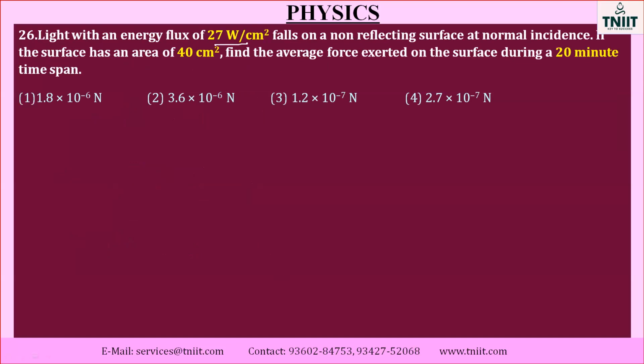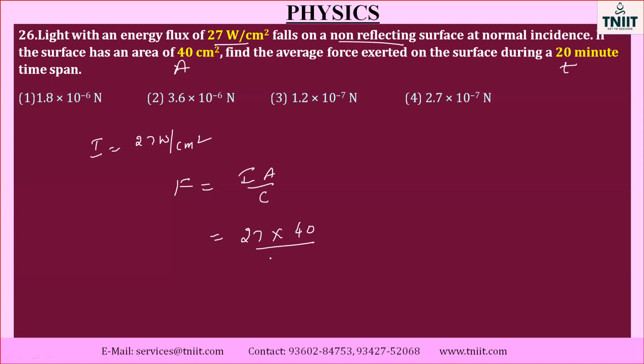Light with the energy flux is given, 27 watt per centimeter square. It's a non-reflecting surface. Surface area is 40. Time is this. They are exerting the force. Average force is given by the formula IA divided by C. So what is the intensity? 27. Area is 40. C value is 3 into 10 power 8.